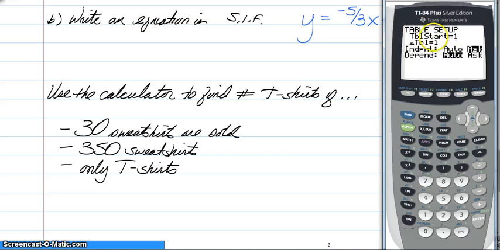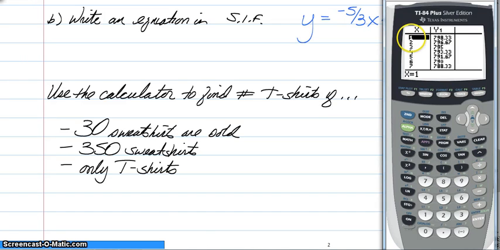So we're going to have it start at 1, and delta table means your change in table is 1. And then we're going to put both of these on auto. Then you can press 2nd Table, and you'll end up seeing a good idea of what needs to be done here. Remember, X is sweatshirts. So if you sell one sweatshirt, you need to sell 798.33 t-shirts, which kind of sounds funny. You're not going to go buy just the sleeve.